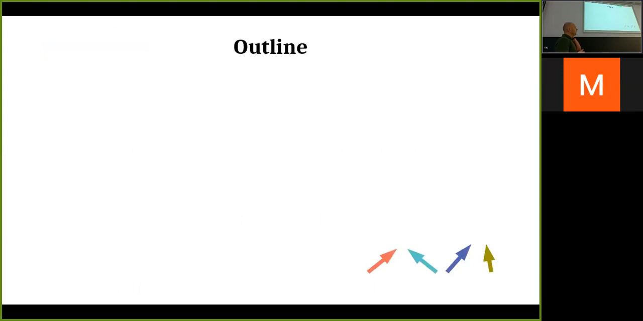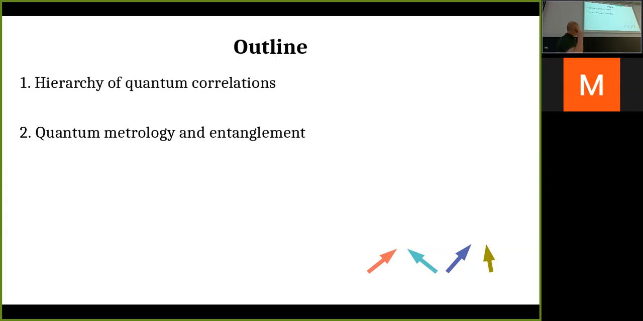So the outline of this talk is pretty simple. First, I will speak about the hierarchy of quantum correlations and about this basic triad of quantum correlations. I will use a particular form of correlator of a quantum system to show how they form a hierarchy, and then I will quickly remind you of the role of entanglement in quantum metrology. I suppose most of you are absolutely familiar with these topics.